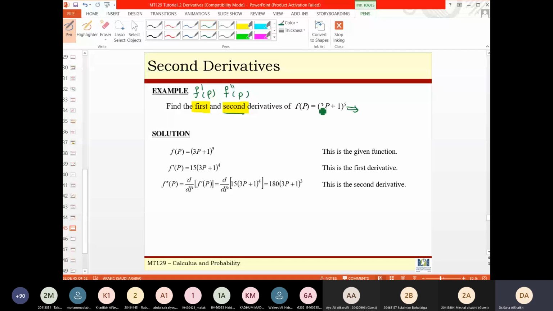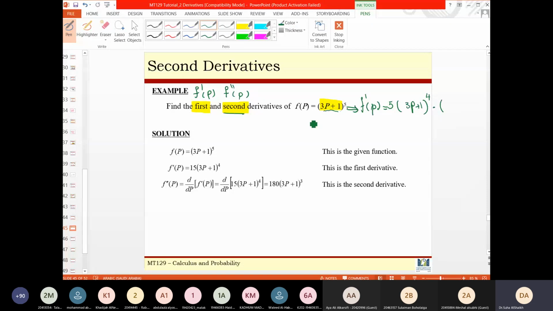Notice here it doesn't say f of x. They said it's f of p. The unknown is p in this case. It's not x. So what does it mean in first derivative? I want to find f dash at p. Now, bracket to a power 5. So I highlight what is inside, it's 3p plus 1. So I find the derivative. It is 5 down there, and the 3p plus 1 will be 3p plus 1 to a power 4. Multiply with the derivative of what is inside.